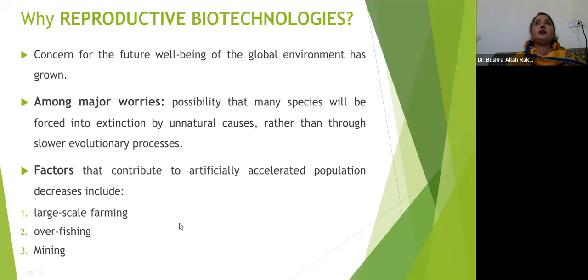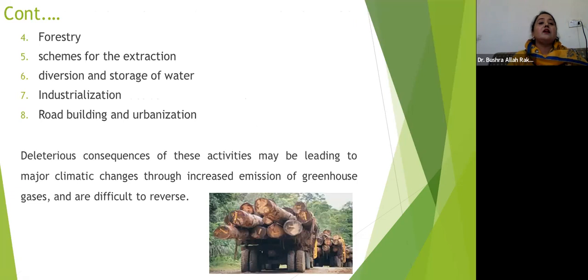Then of course, mining, to search for precious metals, as well as for these housing societies. They use these mining techniques, and of course they are affecting the wildlife population. Then forestry: due to the increase in human population, we need more places for housing societies. So people cut the forests, and when the forests are not available, they are directly lost as a habitat for the wildlife species.